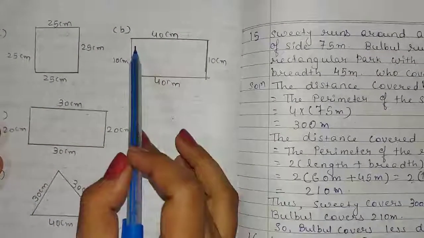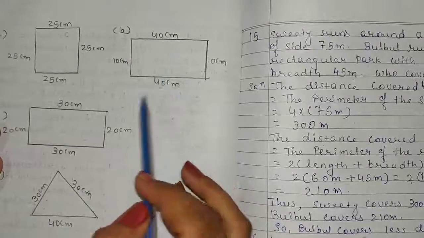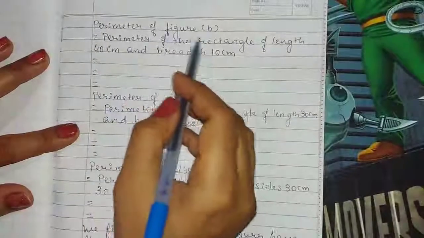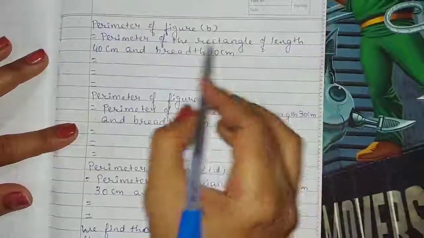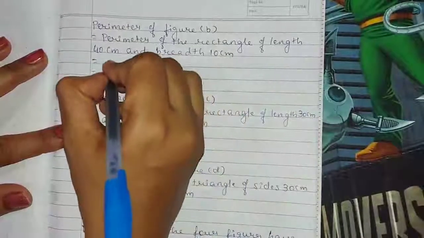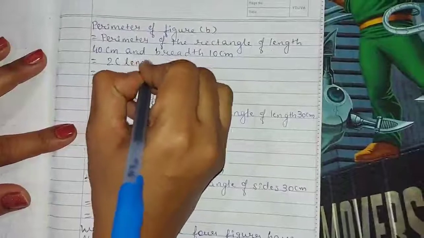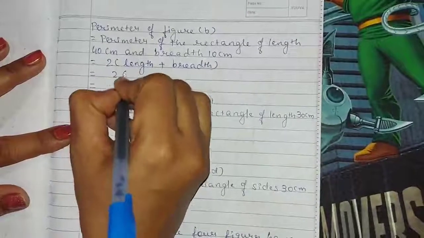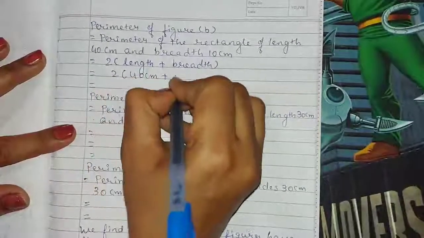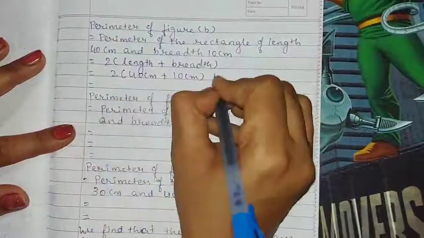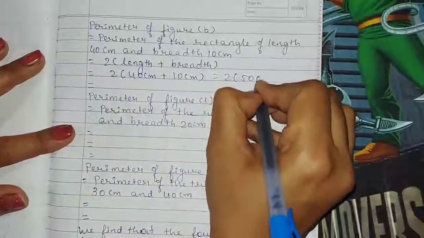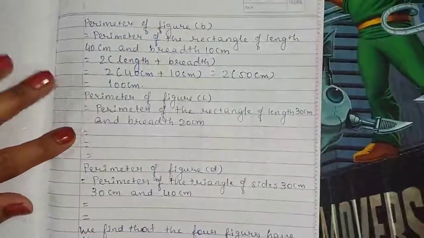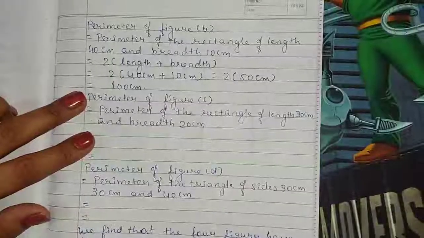Now for question number B, the length of the figure is 40 and the breadth is 10 centimeter. So let us find the perimeter of the rectangle. Perimeter of figure B, a rectangle of length 40 centimeter and breadth 10 centimeter, is 2 into (length plus breadth), that is 2 into (40 centimeter plus 10 centimeter). That is 2 into 50 centimeter, which is 100 centimeter. Hence we get the perimeter of figure B as 100 centimeter.